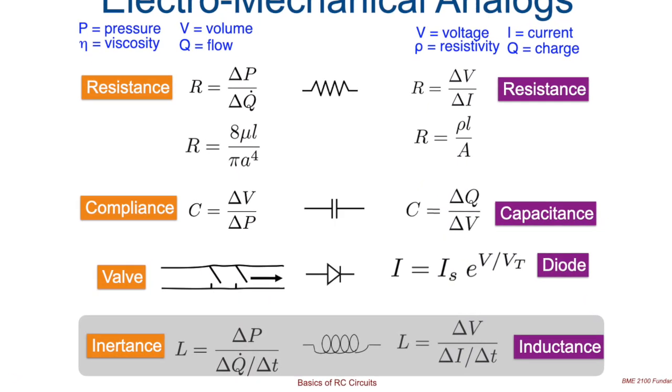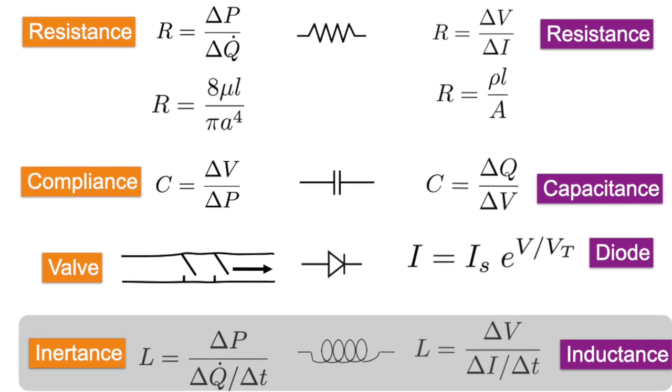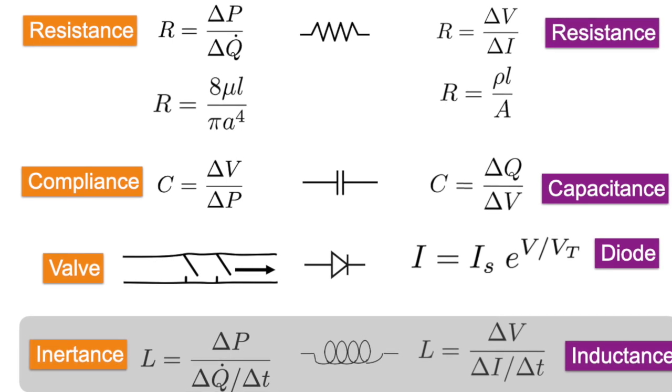There's one we didn't have a chance to talk about. It's called inertance, and it has inductance as its electrical analog. And we'll just have to leave that for another time. It's not that important in the body, as it turns out, nearly as much as capacitance is. So I think we should focus on that.